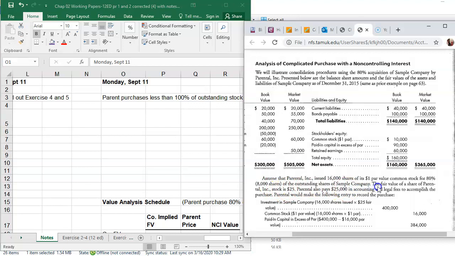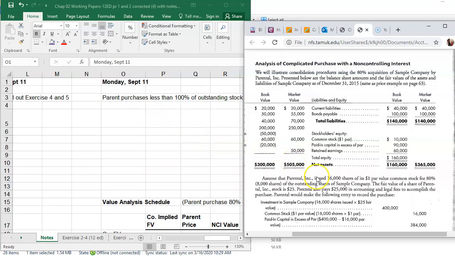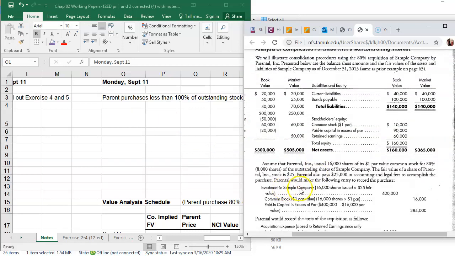The fair value of a share of Parental stock is $25. Parental also pays $25,000 in accounting and legal fees to accomplish the purchase. So the original investment in Parental is going to be just like you did all along. They're investing in Sample Company, so I've got the 16,000 shares at the $25 fair value. So they're going to have an investment in Sample for $400,000.